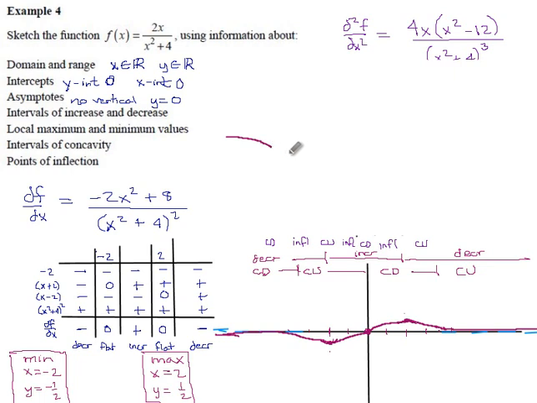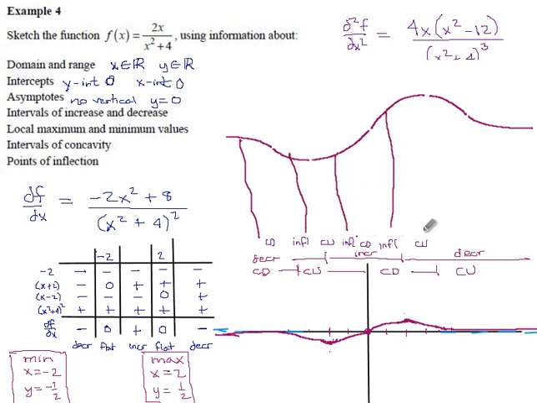Decreasing concave down, decreasing concave up, increasing concave up, increasing concave down, decreasing concave down, and decreasing concave up. So those are all the segments that this thing had. Decreasing concave up. Here we had, yeah, decreasing concave down. That's the part I wanted to show.